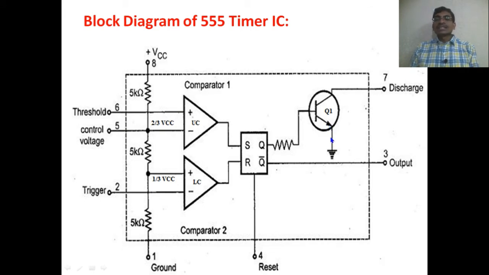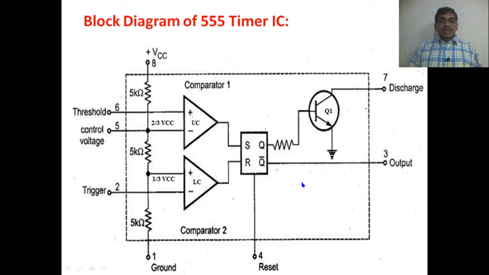This emitter is grounded internally, and the collector of this Q1 transistor is given to the 7th pin of our IC, which is called the discharge pin. Here you can see pin numbers 1, 2, 3, 4, 5, 6, 7 and 8, so all 8 pins are covered. So this is about the block diagram of the 555 IC timer.